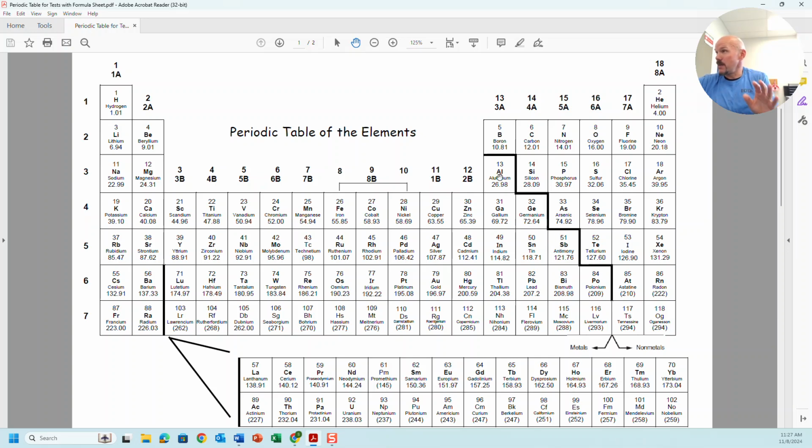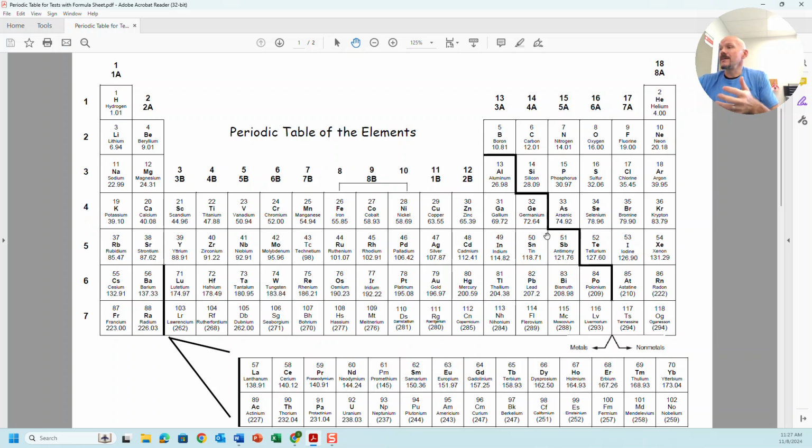Like aluminum is a metal, it's not a metalloid, but silicon is a metalloid, boron is a metalloid, germanium, arsenic, antimony, they are all metalloids. Okay, but whether or not they're a metalloid or a metal or non-metal, the metalloid thing isn't that big of a deal.